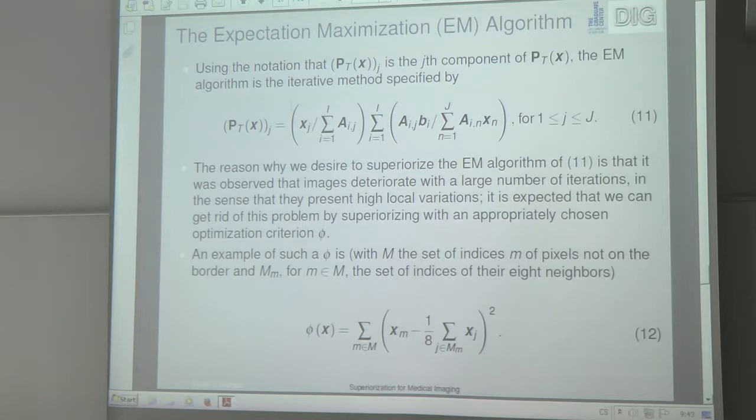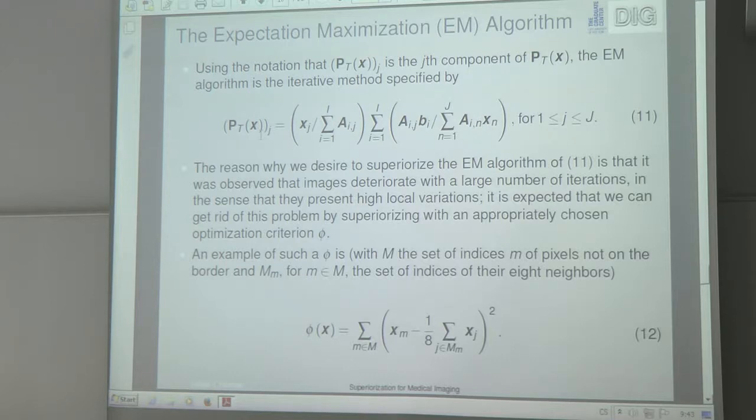And in fact, here is a classical algorithm. This is called the expectation maximization algorithm, a special case for this function. And this is the iterative step of it. It's perfectly well defined, and it was proved quite a few years ago that if you run this algorithmic step forever and ever, you will converge to a minimizer of the Kullback-Leibler distance. But of course in practice you don't run it forever.